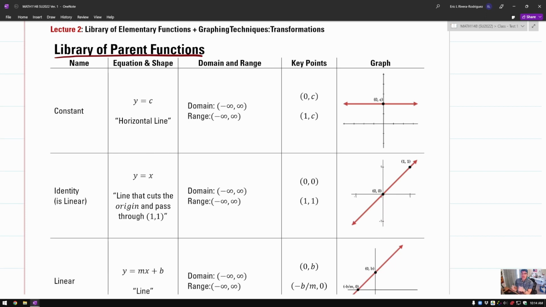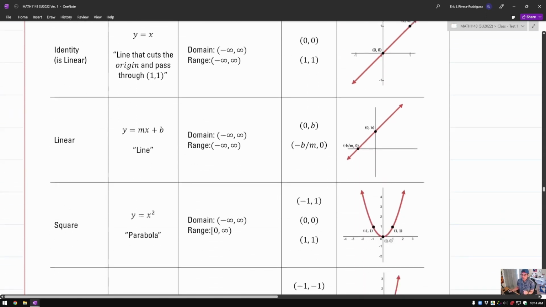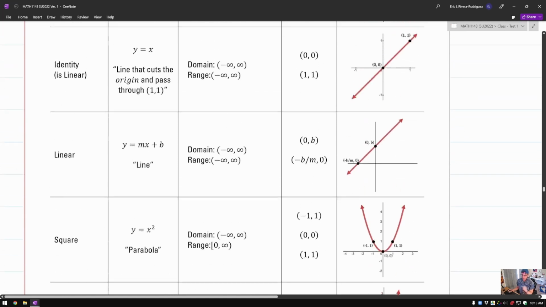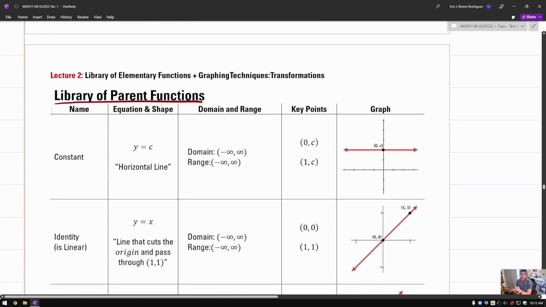I'm not asking you to memorize this completely, but I am asking you to know how to use this, and I'm going to present to you examples where we are going to get back to here and analyze what we have in this library of parent functions and apply them to the different exercises. So that's what I wanted to talk about, the library of parent functions. We are going to get back to this in just a moment.